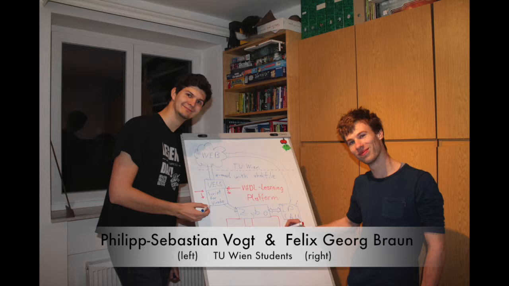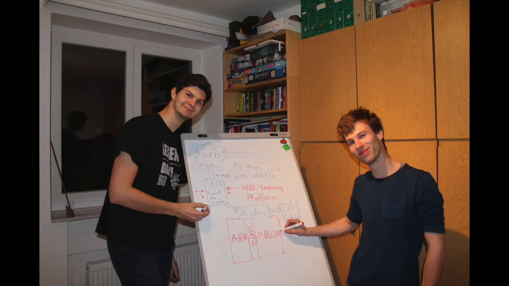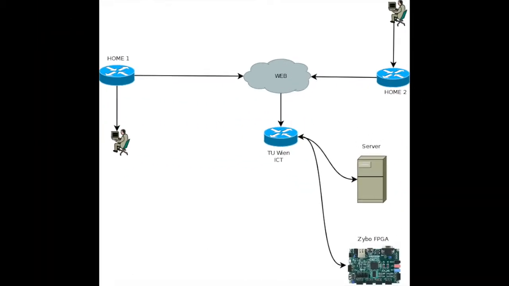With this video we want to give you a short overview of our project, and now let's get to the technical stuff. With this project we wanted to implement an easy-to-use VHDL platform that students at the Technical University Vienna can use. So we've implemented the project, and as you can see here we have a setup at the university with one server for compilation purposes and one FPGA to test on.